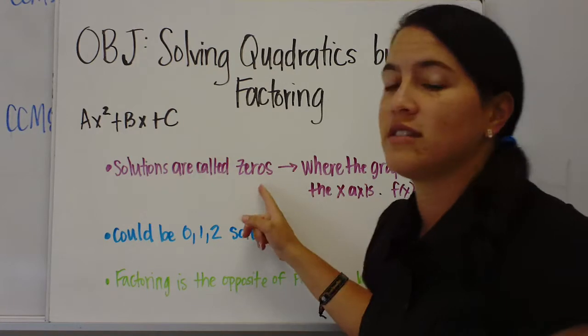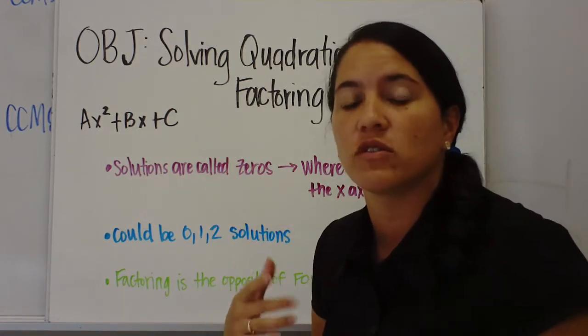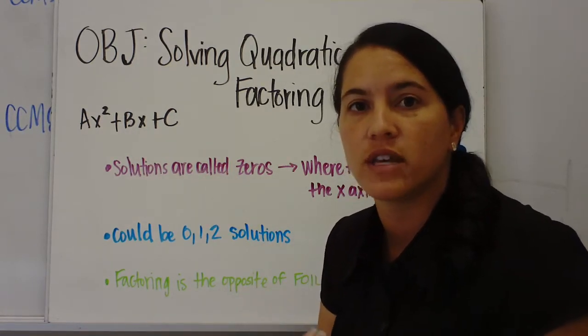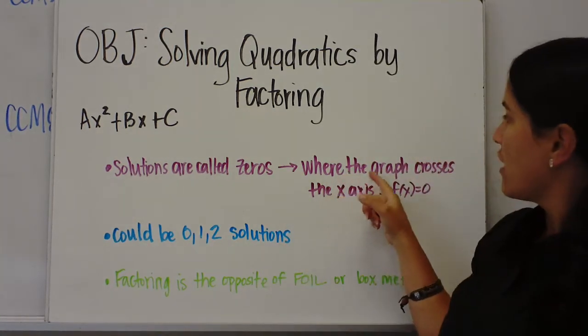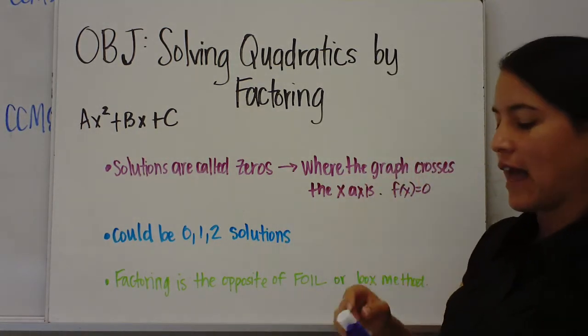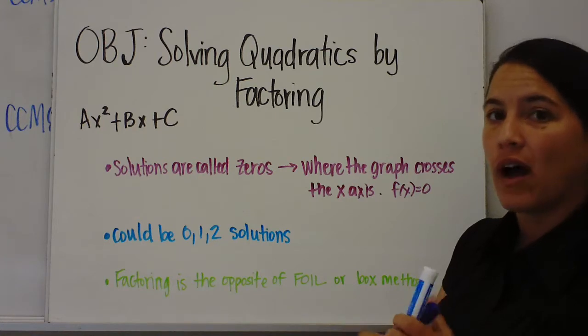The solutions are called zeros. So when you read directions or when you read a problem and it asks for the zeros, that's the solution. And it's where the graph crosses the x-axis. So basically where the y's are equal to 0.